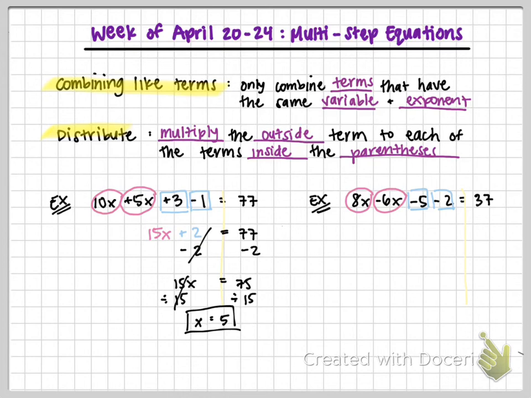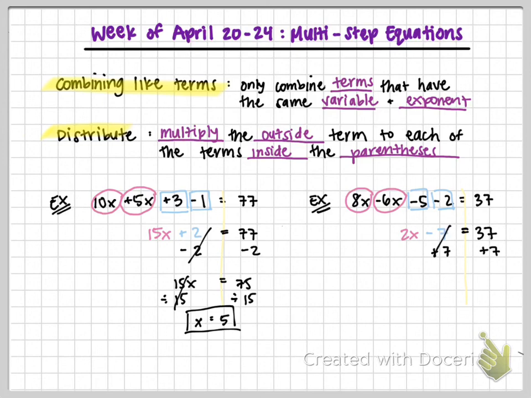All right, 8x minus 6x gives me 2x. Negative 5 minus 2 gives me negative 7. And that is all equal to 37. Okay, it's a two-step equation. I want to undo that negative 7. Let's go ahead and add 7 to both sides.